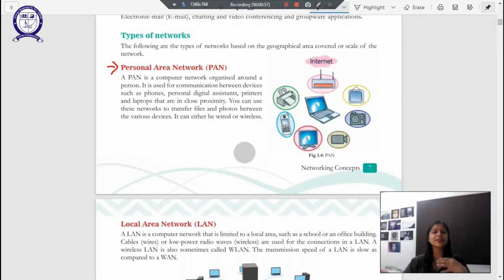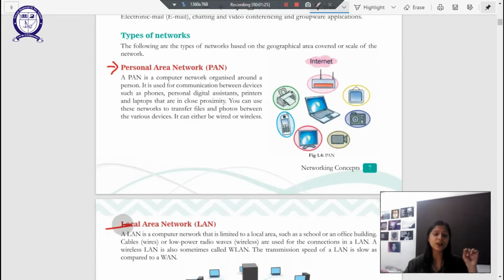The best example of a PAN can be a network system in your home. If you have Wi-Fi connected in your place, all your systems are connected to that Wi-Fi. So for example, your father's mobile phone, your mother's mobile phone, or your laptop. Every device is connected to one system, and then you can just share files within your family through this network.